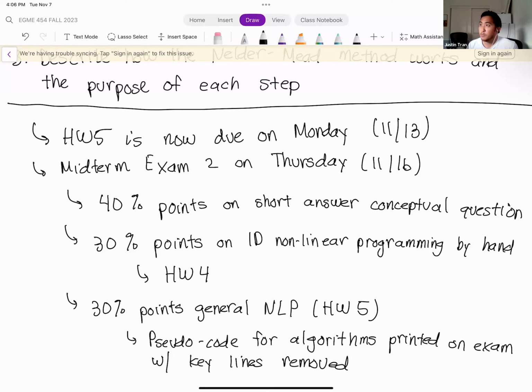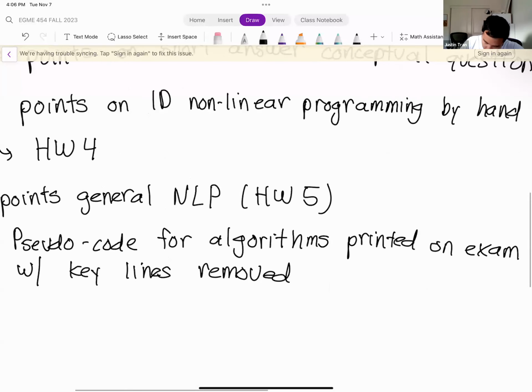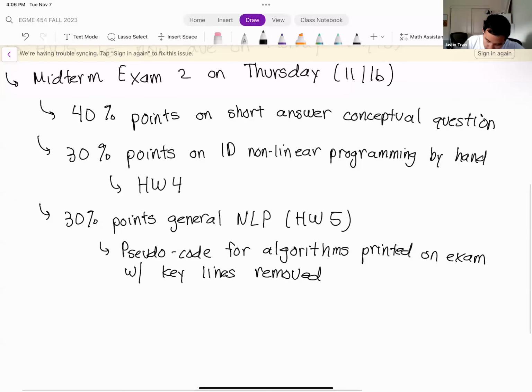What your job is going to be is to fill in those lines, and I'm not going to be checking for exact MATLAB syntax. If whatever line that you write gives you a MATLAB error, I'm not going to be checking that. What I'm going to be checking more is that you understand the concept of what this line of code is supposed to do, and what that line is supposed to accomplish in the greater scheme of the algorithm.